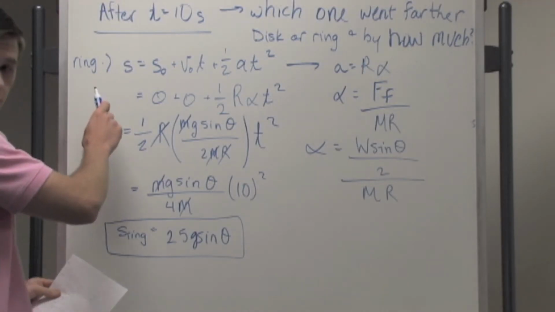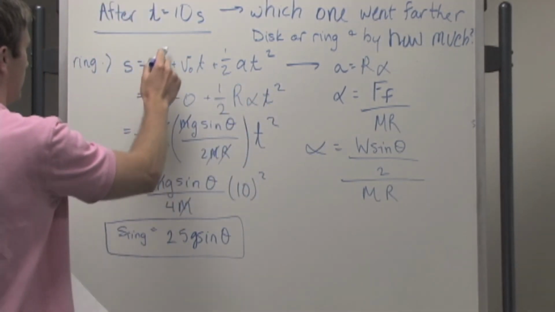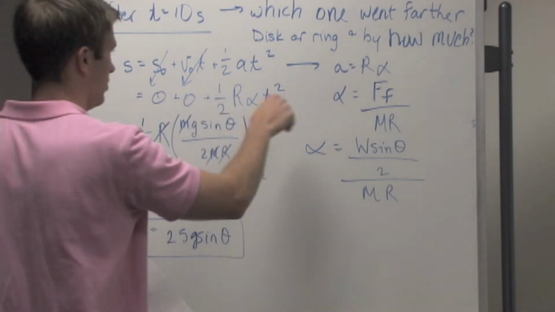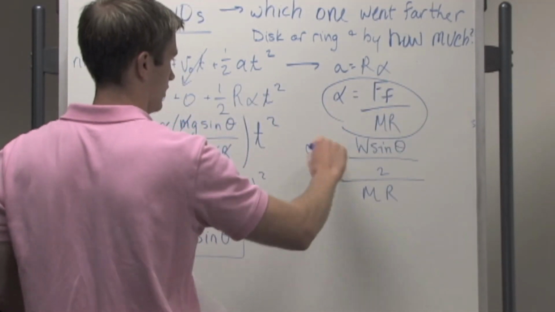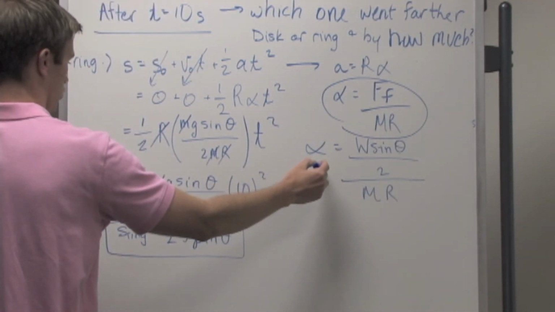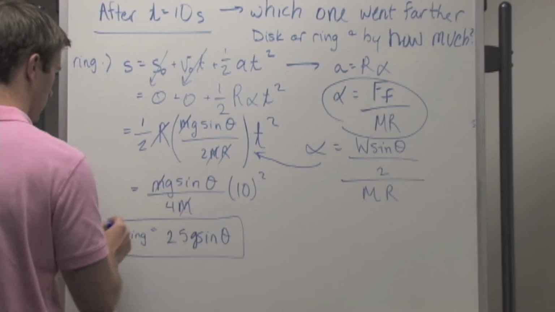For the last question, we needed to solve for the distance between the two after 10 seconds. First, we used the equation of constant acceleration to find the distance the ring had traveled. We completed this by plugging in w sine theta over 2mr for alpha and found the distance traveled to be 25g sine theta.